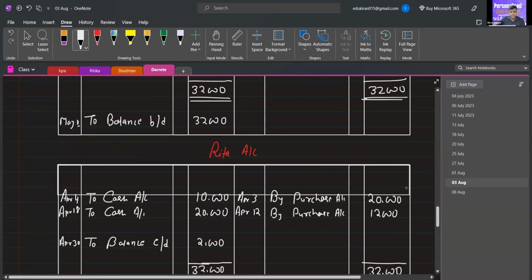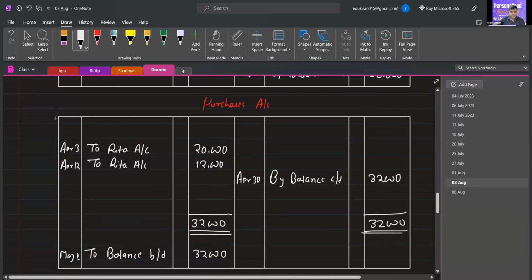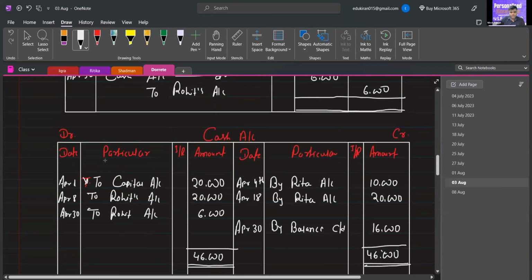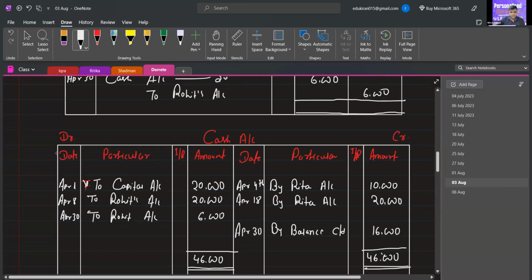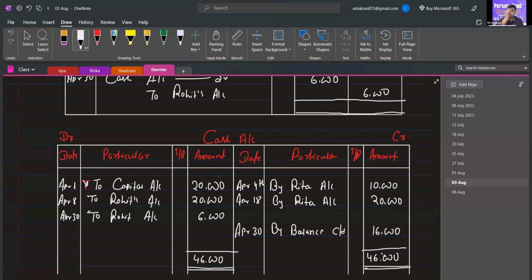Tell me, you understand the concept of posting, totaling, and balancing? Yes, sir. Is there any doubt? No, sir. You want to copy this? I already copied, sir, while you were explaining. Okay. So there is nothing you want to ask? No, sir.